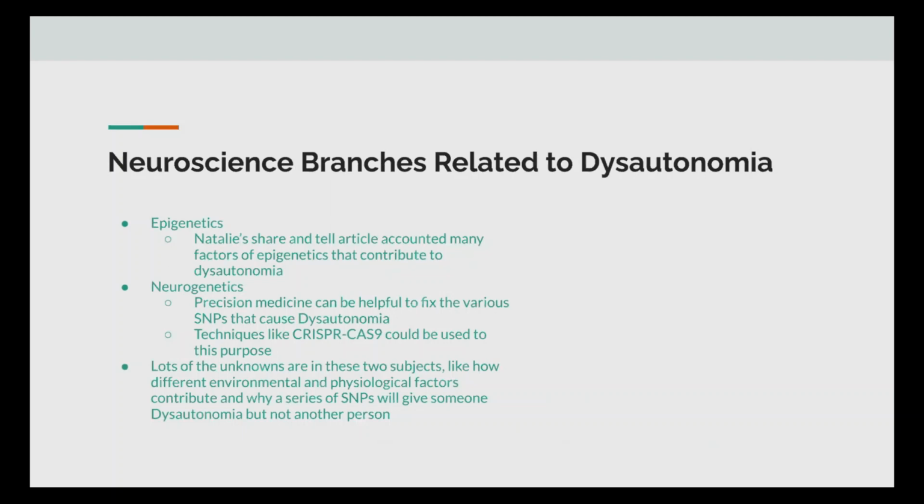Neuroscience branches related to dysautonomia are epigenetics, and then Natalie's Share and Tell article accounted many factors of epigenetics that contributed to dysautonomia, and these include anxiety, diet, and culture.